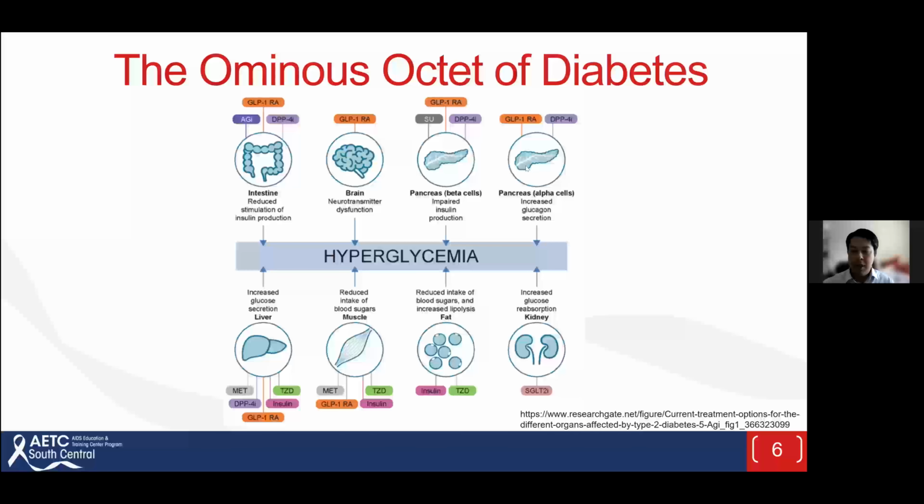And in 2009, he coined this ominous octet. And I'll go through each of these little steps here. We'll just start up here in the top left and really talk about how each of these has an interplay in our body that ultimately results in hyperglycemia.